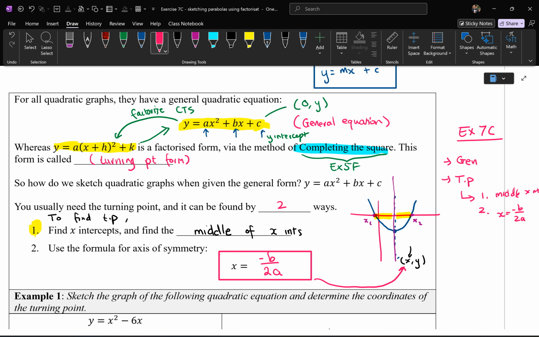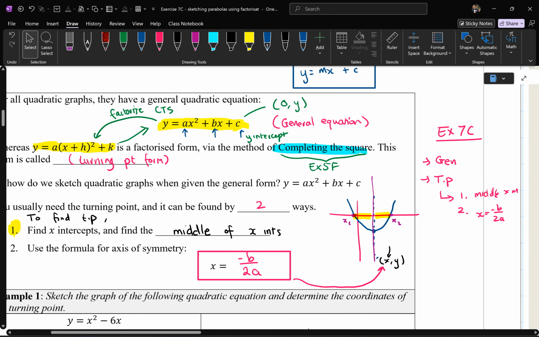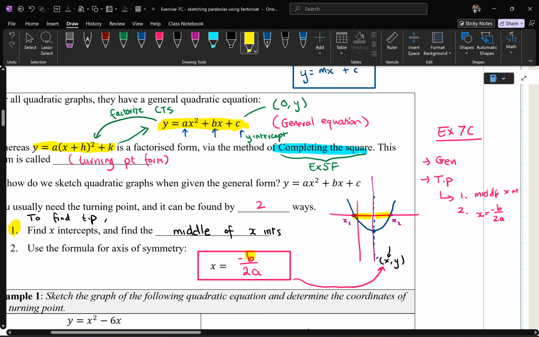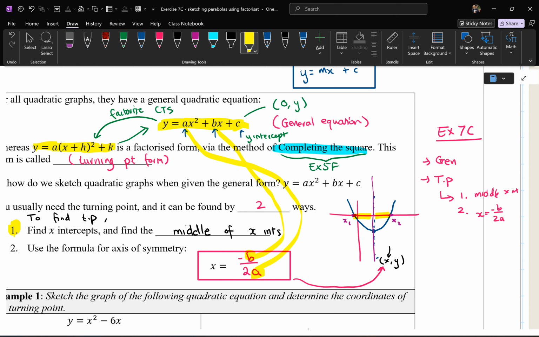So in your notes at the moment, this is what I'm expecting. Okay, so in your notes, I expect title, general form, turning point form. To find turning point, there are 2 ways. So far, you can find the middle of the x-intercepts, or you can use the formula x equals negative b over 2a. What's the b and the a? The b and the a comes from your general form.